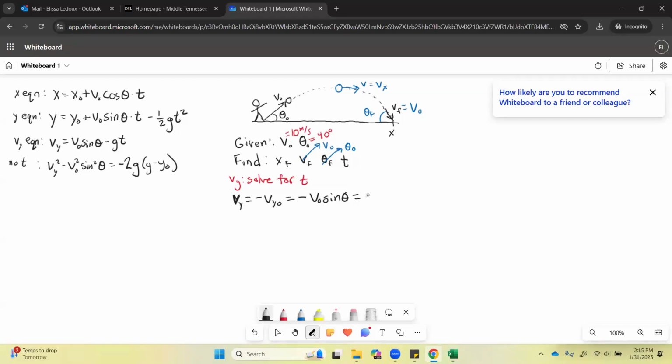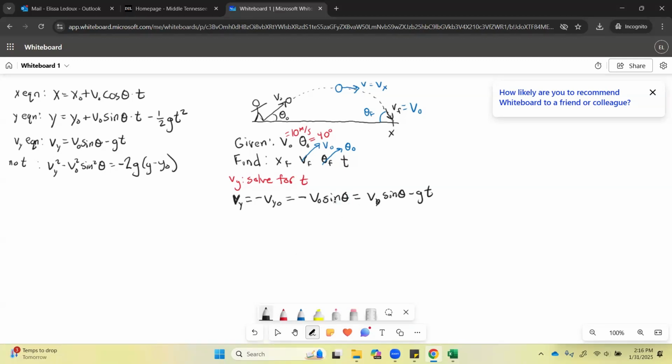And then this is going to have to equal V initial sine theta minus GT. So basically what we did is we know we have the V initial sine theta minus GT. That's fine. And then what we're plugging in for is Vy. So we knew Vy is same as it was originally, but opposite direction. And so we have just the negative V initial sine theta.